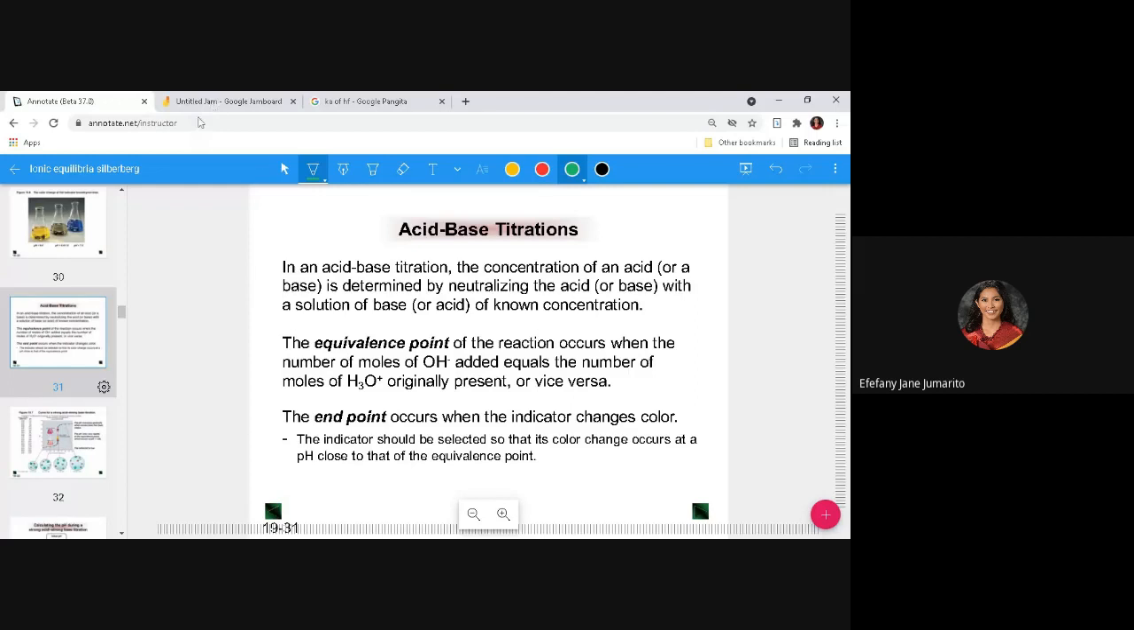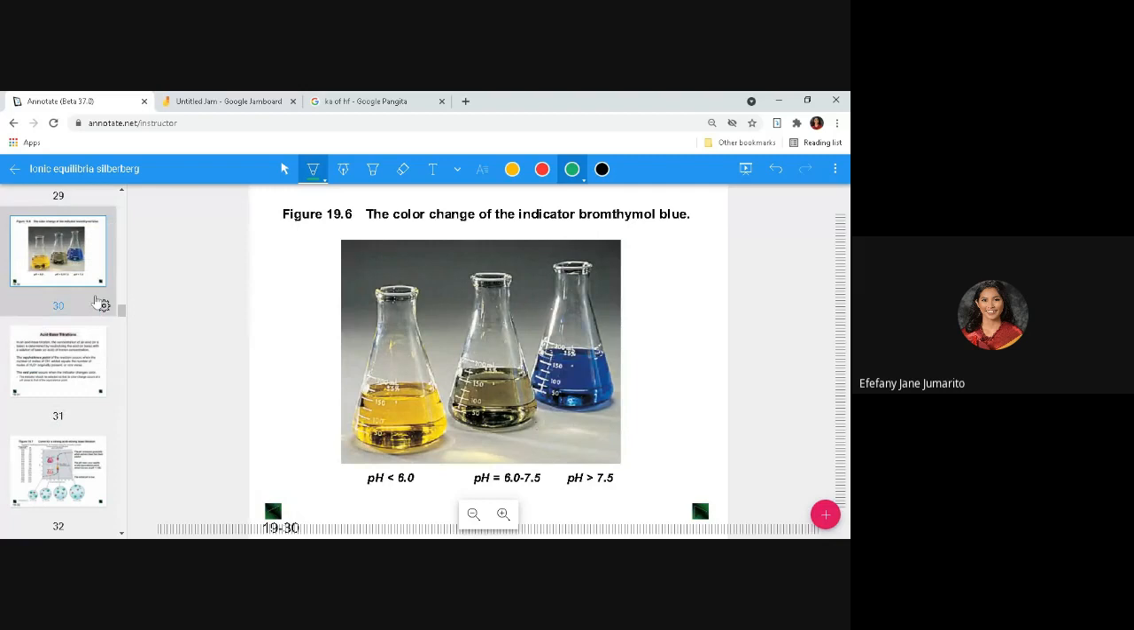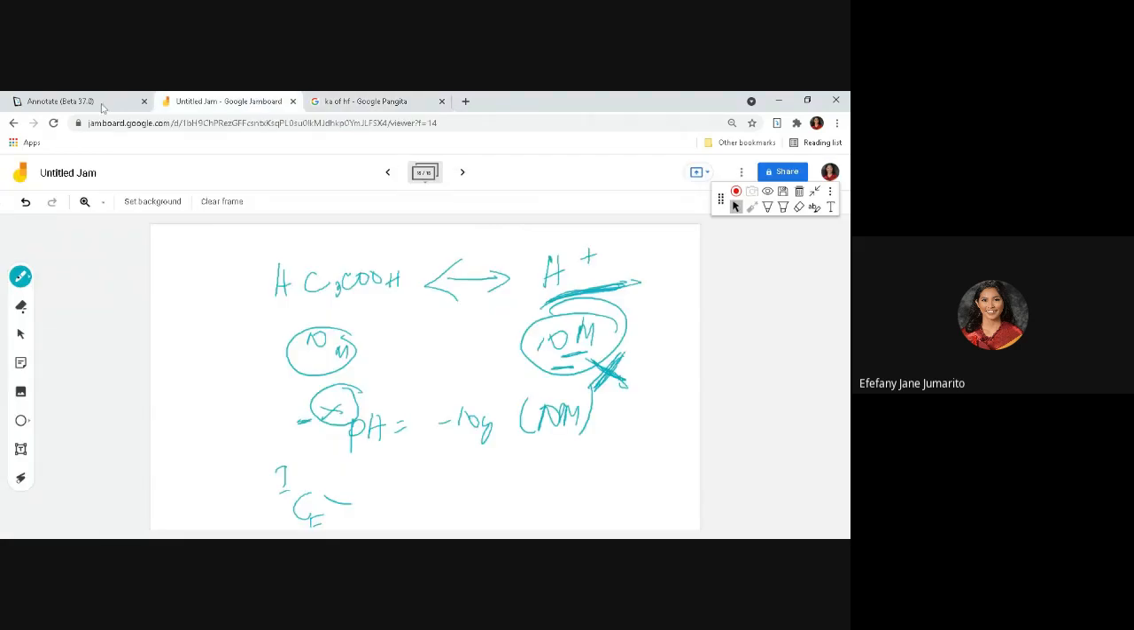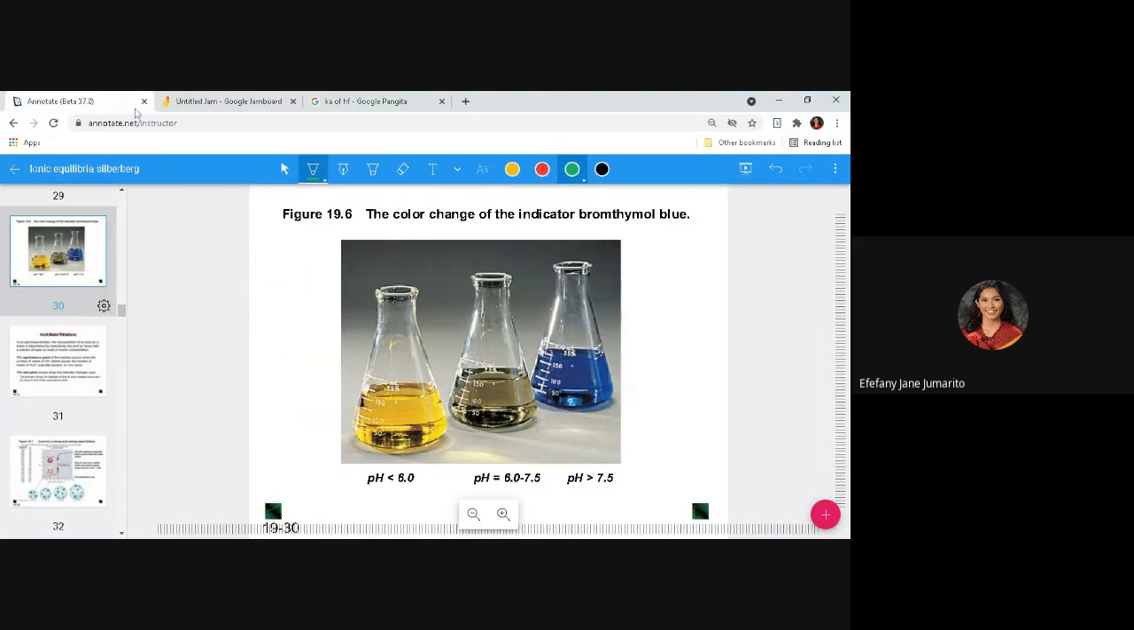Kung weak ra siya. Now, again, if you have a strong acid, strong base, no conjugate. No conjugate. Again, buffer is just a weak acid or weak base, then the conjugate. Okay. So that's all for today.